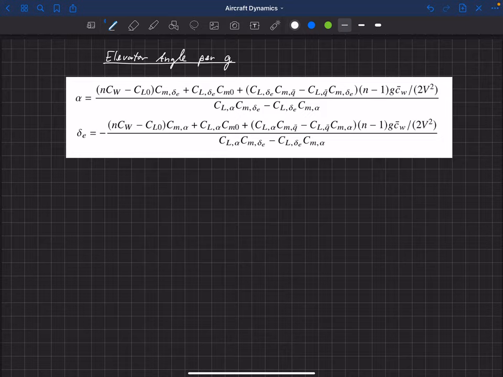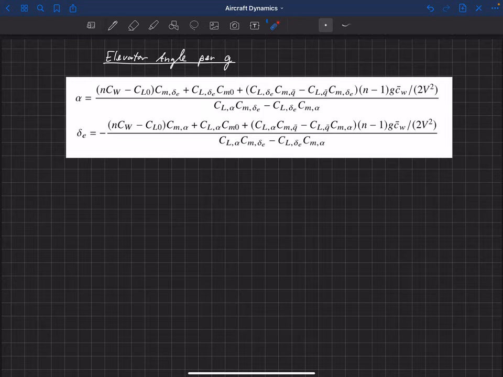In the previous video, we learned how to trim longitudinally at some pitching rate. So we included pitch rate in our trim equation, and we could analytically solve for alpha and delta E. And this is the solution here for the simplified case of just a main wing and a horizontal tail.